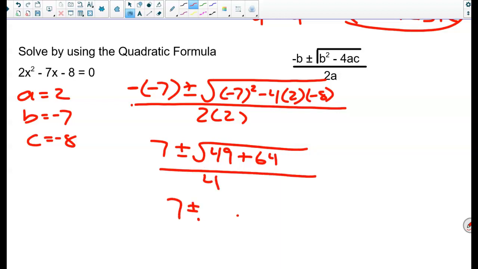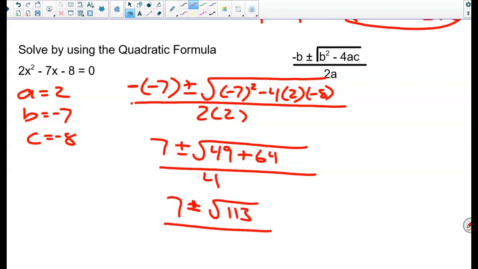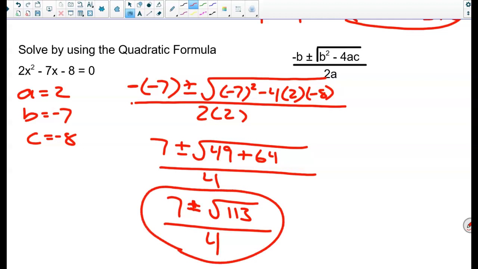Now if you can simplify, you should. But in this case, we can't simplify. 49 and 64 is 113. So it's 7 plus or minus root 113 over 4, and I leave the answer as such.